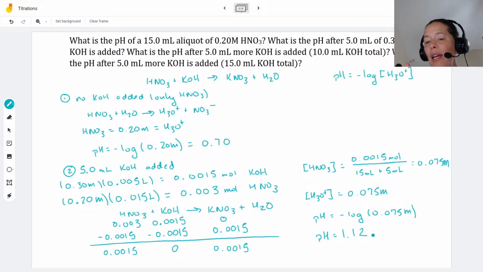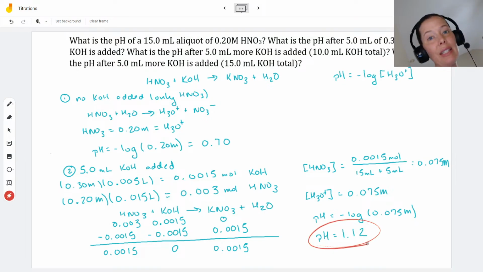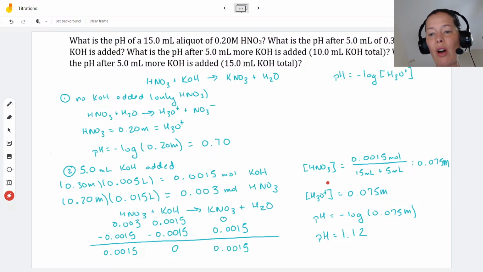So at this point, I like to do a double check. Does this make sense? And yes, it does. Again, we have a very acidic pH. We do have a strong acid in solution, so our pH should be very low. But I'm also looking at the fact that we started at 0.7 and now we're at 1.12, which again makes sense to me because we don't have quite as much nitric acid because some has been neutralized by the potassium hydroxide. Okay, that was a lot. Let's make sure we don't have any questions.